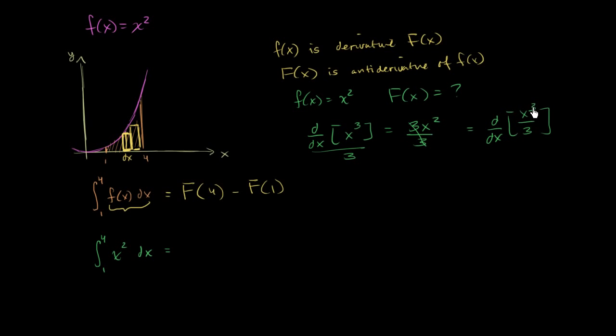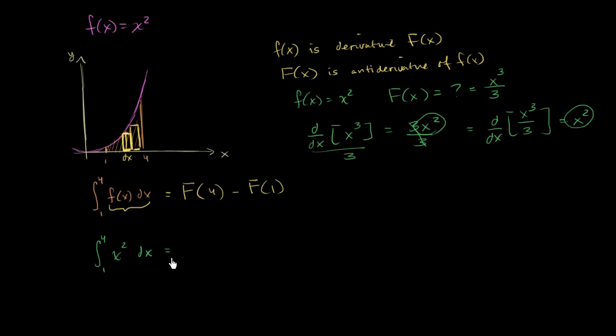Take the derivative of this. It'll be 3 times 1/3, and then you'll decrement the power. It'll just be x squared. So this right over here, once again, is x squared. So in this case, our capital F of x, our antiderivative, is x to the third over 3. And so we just have to evaluate that at 4 and at 1.